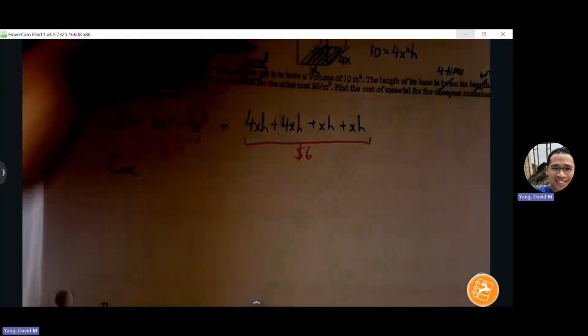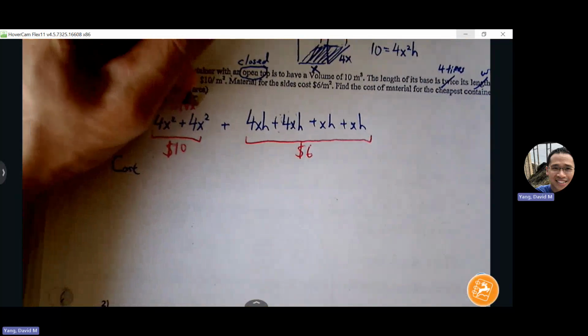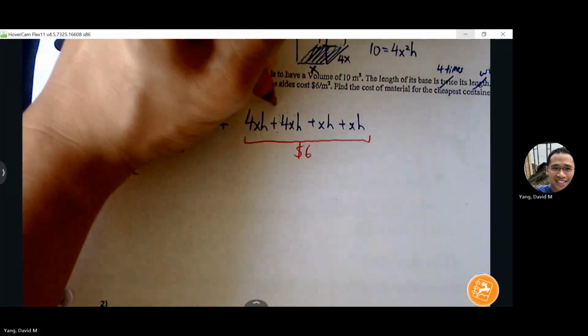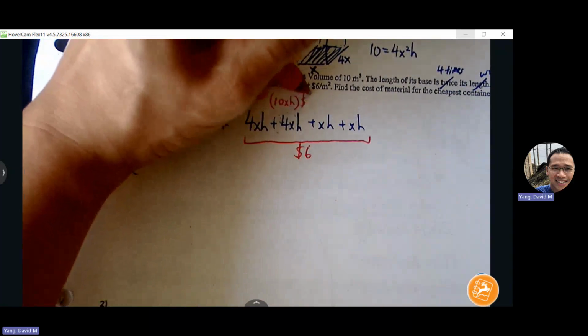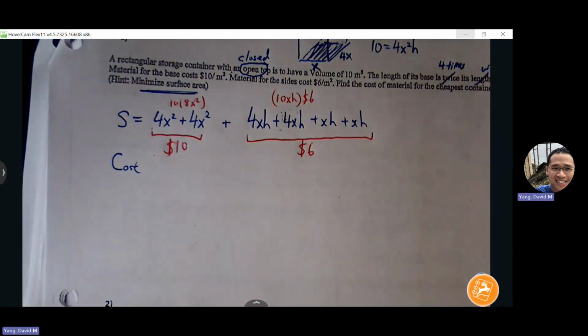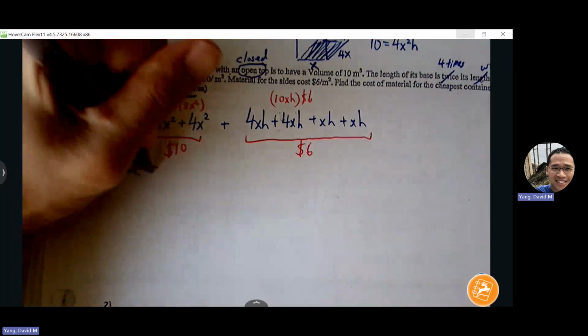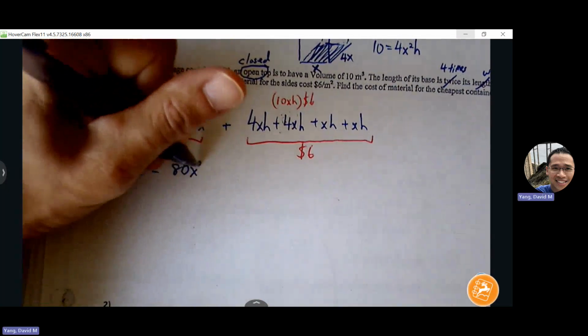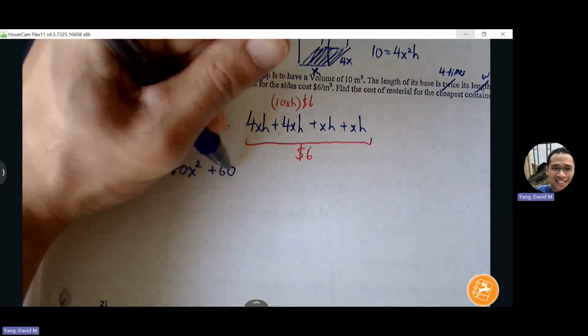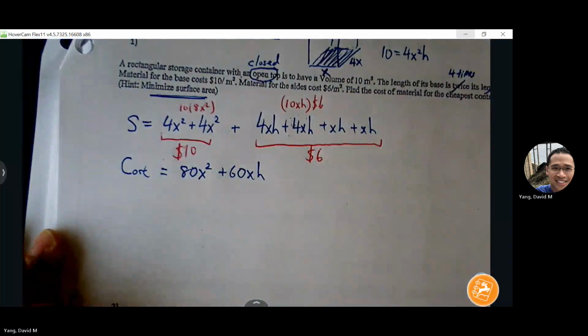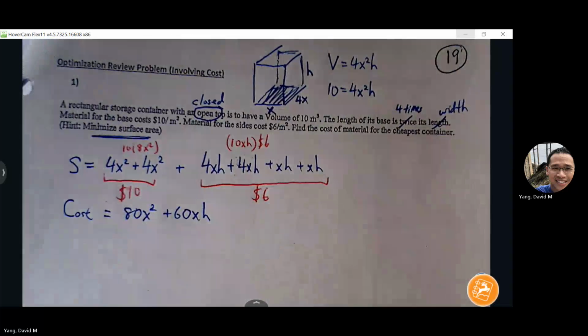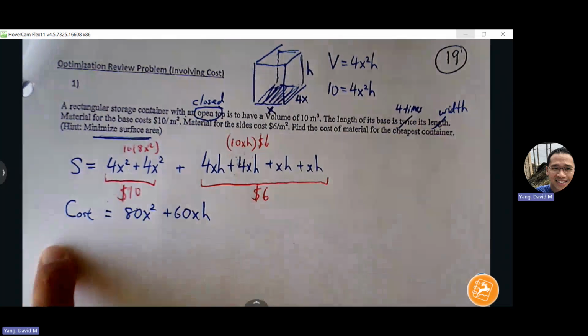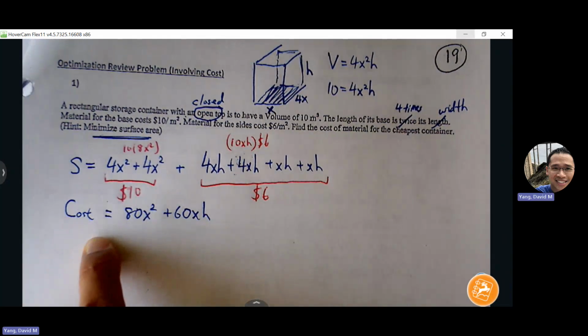Ultimately, it's going to be 10 times 8x squared, and then 10xh times 6. Are we good with building each of these parts to get to our cost equation? Okay, so now our cost is just 80x squared plus 60xh. Any questions so far?